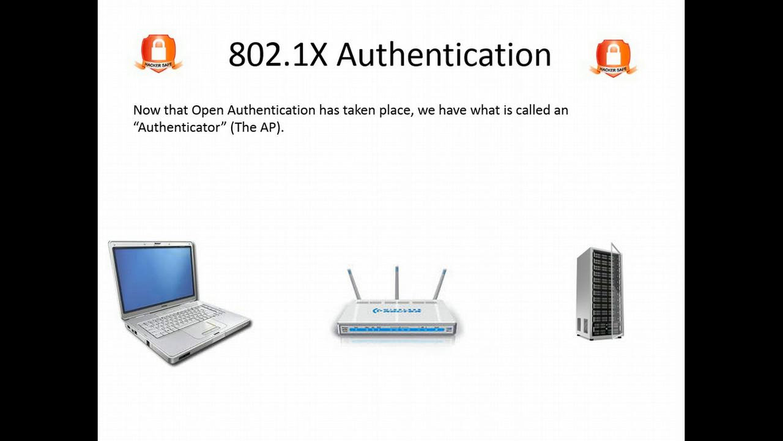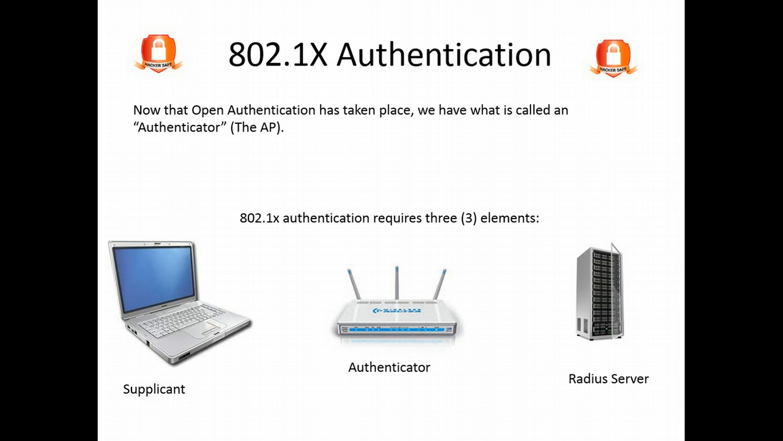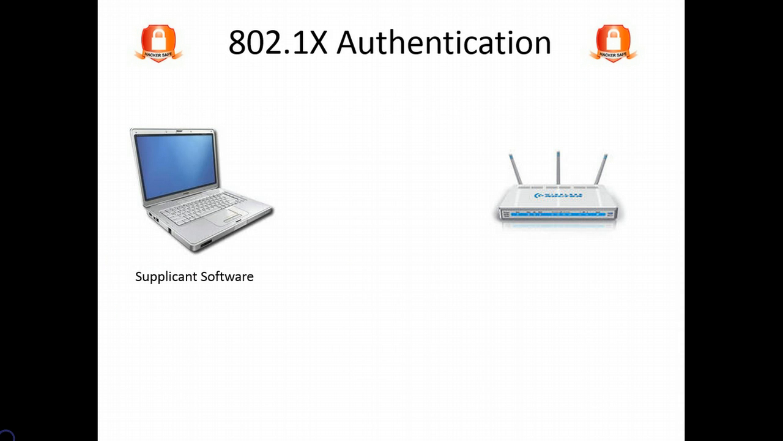I'm going to take you back for a minute to the first frames we had, where those 4 frames were passing between the client and the access point, and we need to realize that we need open system authentication here to take place to put an authenticator into play. Open system authentication is required to get this access point here to become an authenticator, and 802.1x has 3 elements: the supplicant, the authenticator, and the RADIUS server.